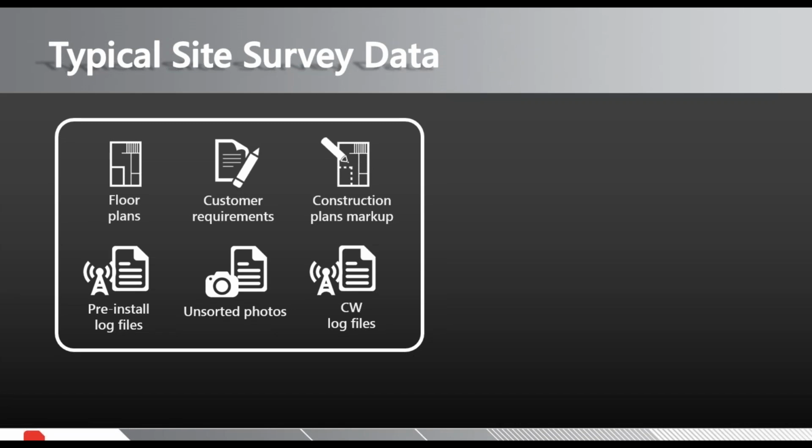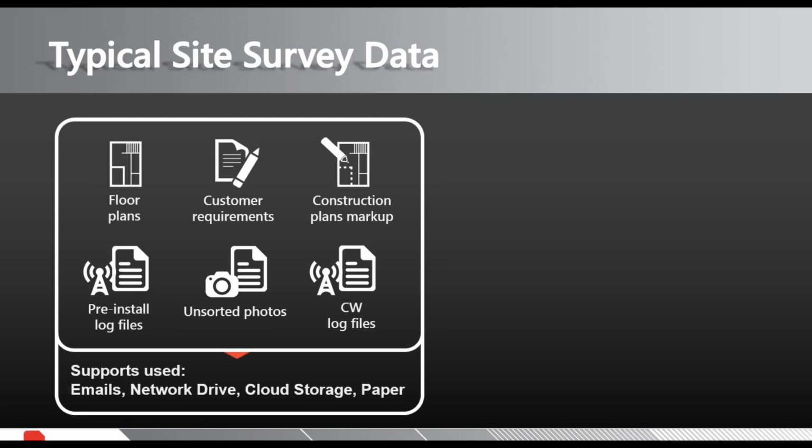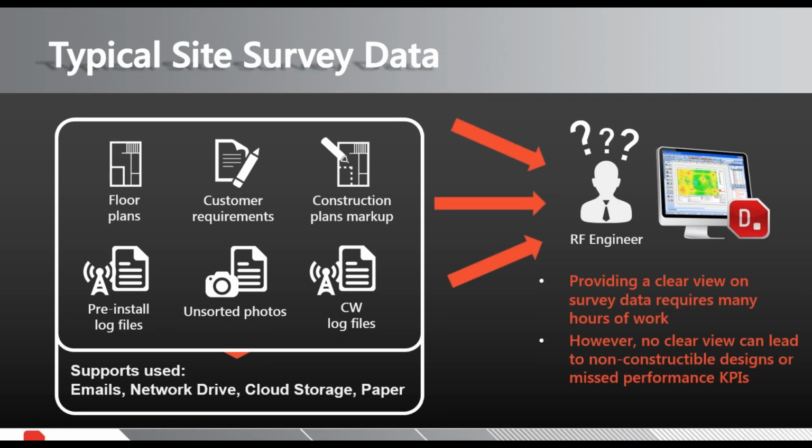And what happens to all this data after it is gathered? Well, it is sent across, usually across various channels, because most of the time they are not captured by the same person. You will find them in emails, corporate network drives, cloud storage, and also paper plans. We can then spend a lot of time organizing all this data, for example, by manually creating a photo report that will mark the location of each picture on a floor plan.